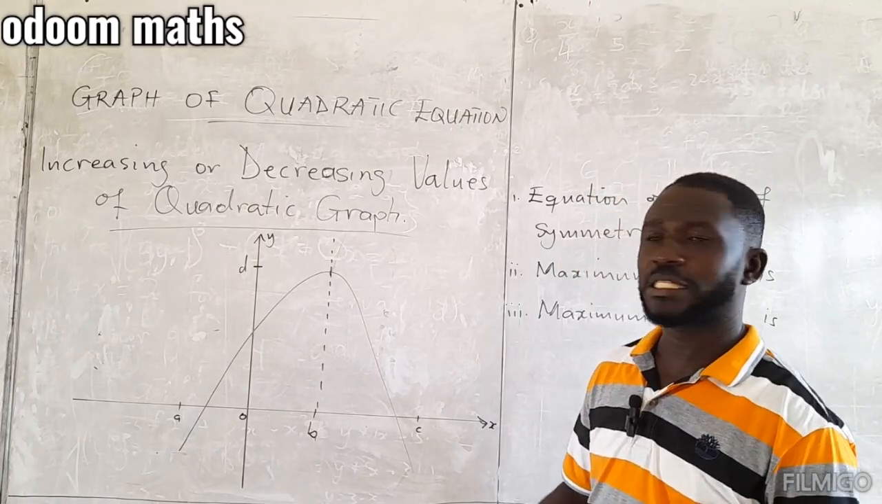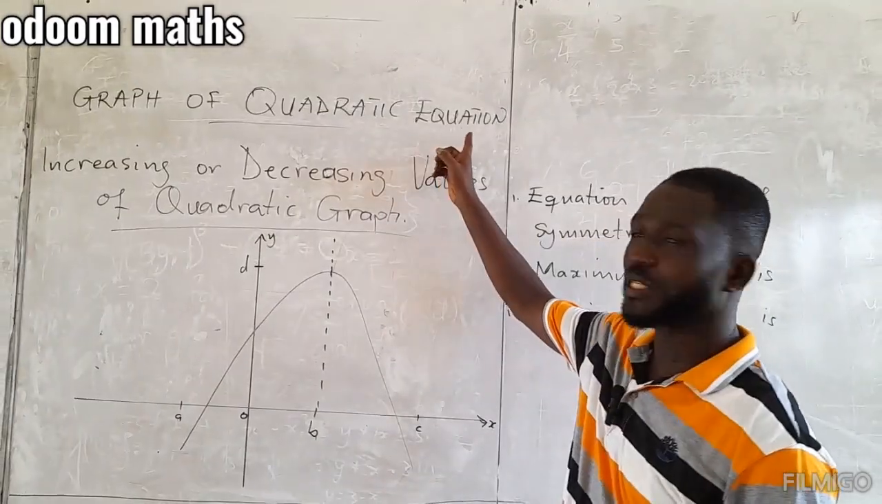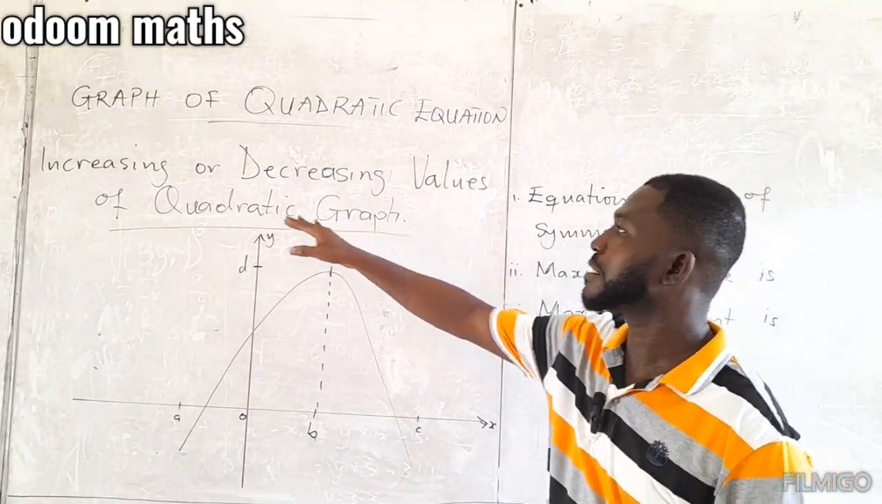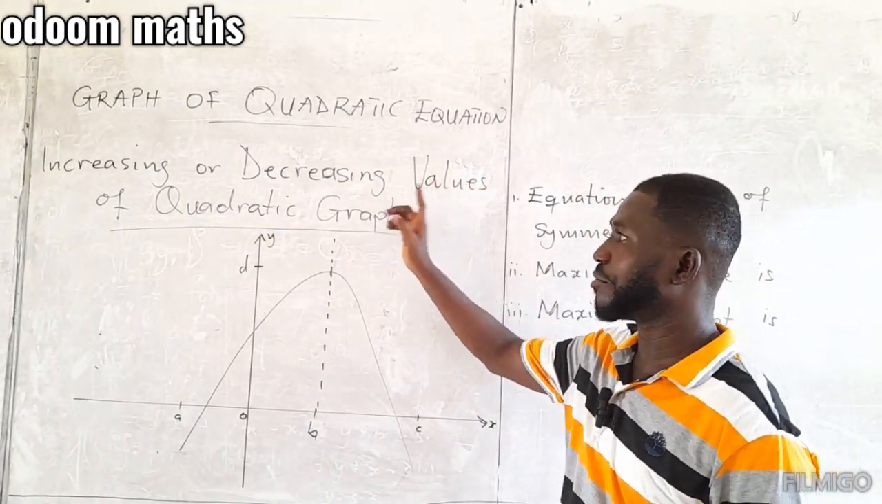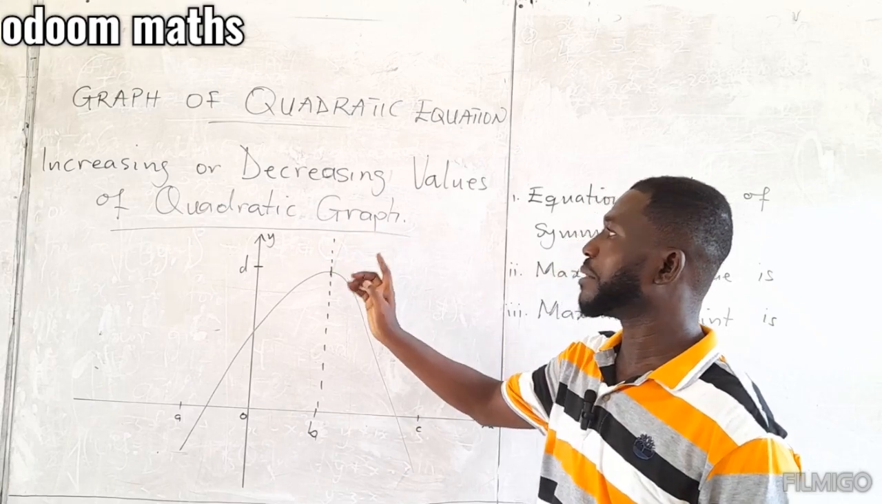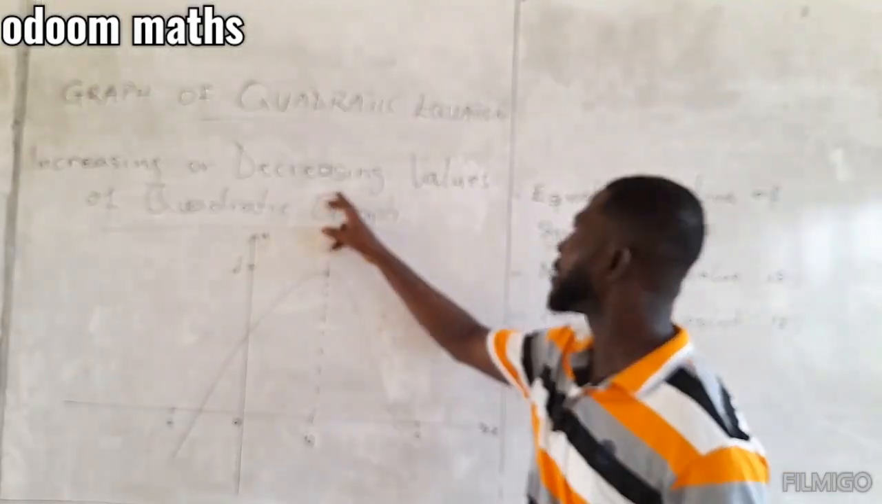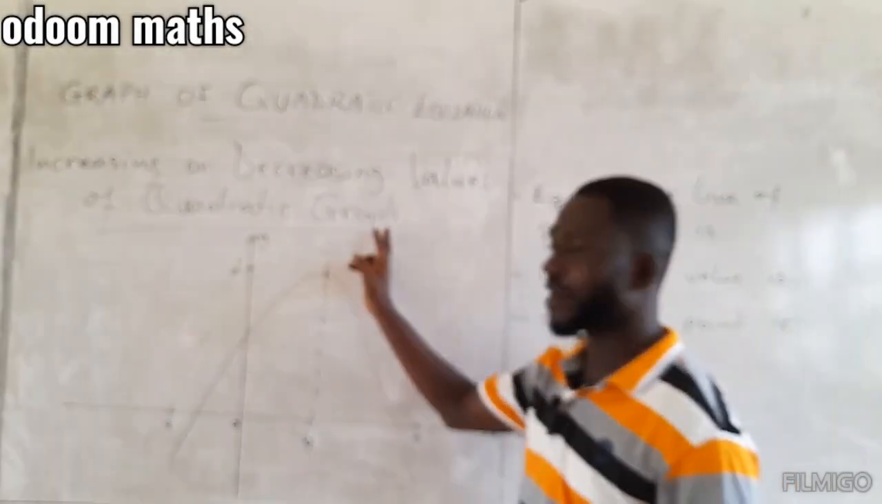Today I want us to look at graph of quadratic equation, and this is a subtopic under graph of quadratic equation or relation. We are going to talk about increasing or decreasing values of quadratic graph.